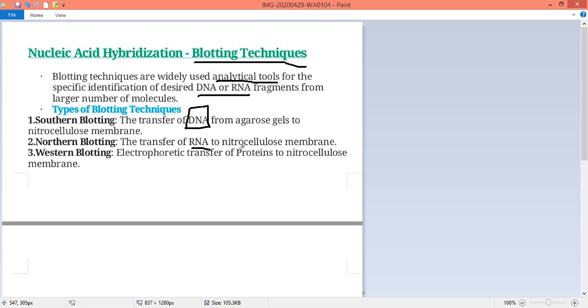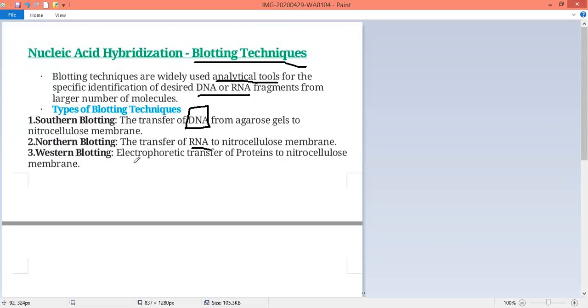So these can all be transferred to a specific kind of filter paper, that is diazobenzyl methyl filter paper. So this diazobenzyl methyl paper or nitrocellulose filter paper also can be used for the separation of these RNA fragments, that is called Northern blotting technique. Alvin et al., in the year 1979, he invented this mechanism, or he introduced this mechanism.